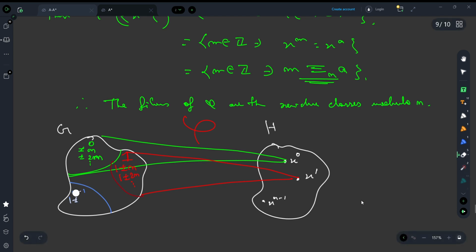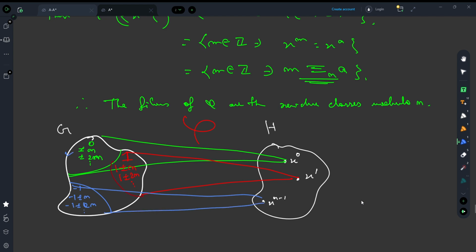We can simply do this in terms of minus 1 as well. We can just state it as minus 1 plus minus n, minus 1 plus minus 2n, and so on. So this is the fiber over x to the power n minus 1. So we are collecting all these sets.